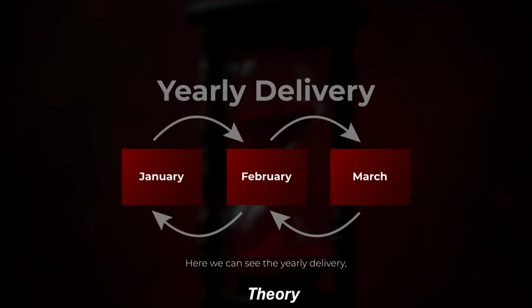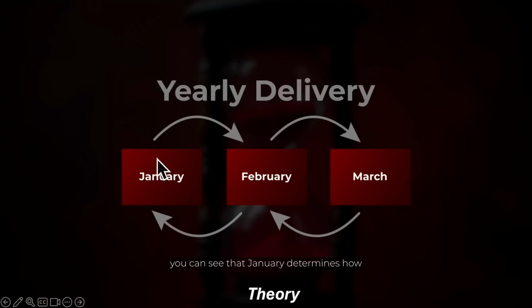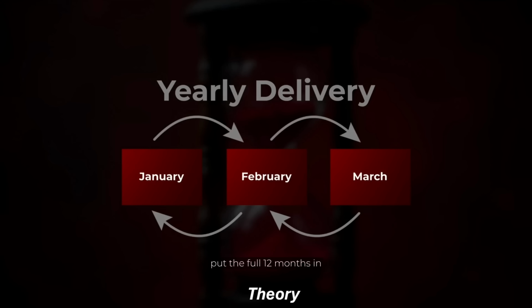Here we can see the yearly delivery, and we are constantly going to refer back to the same schematics which I have provided already. Meaning, if we pay attention to the yearly delivery, you can see that January determines how February will deliver. February determines how March will deliver. And throughout each new month, so throughout February, we refer to the high and low of January. Throughout March, we refer to the high and low of February. Now, I didn't want to put the full 12 months in within this schematic, but this logic applies to literally the full 12 months of the year.